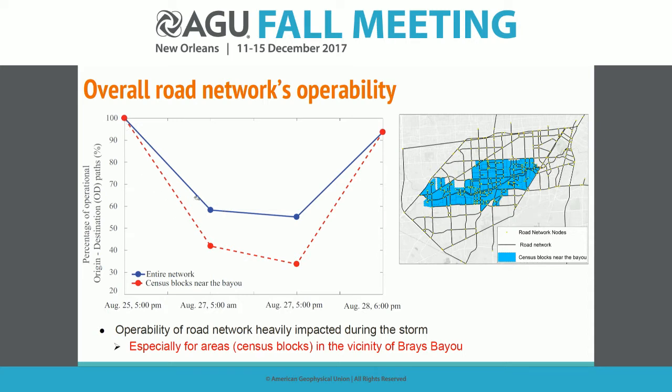But on August 27th at 5 a.m., we have a significant drop. Just 60% of the paths in the network were functional, not roads, but the possible paths. Around the peak of the storm on the 27th, even fewer paths were accessible, and then eventually on August 28th, we had recovered to a significant extent. But what is interesting to note is that if we consider only the part of the network denoted with the blue polygons here, which are the vicinity of the bayou, and the same results for these census blocks are shown with the red dotted line, we can see that these areas were more severely affected. That prompted us to look in more detail at the accessibility of these census blocks and areas of the network.